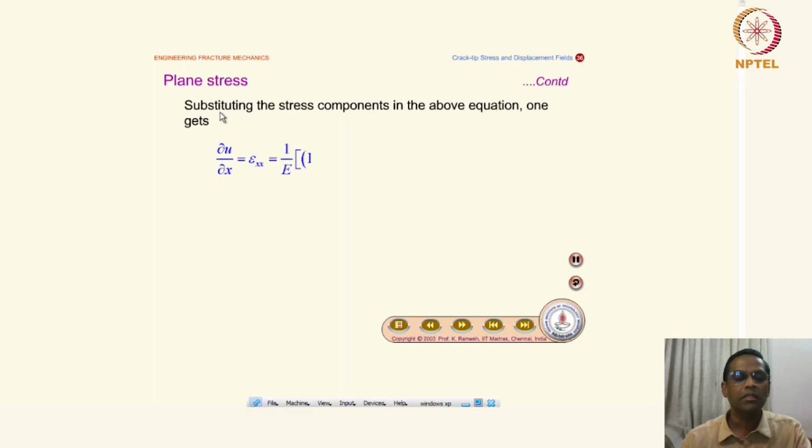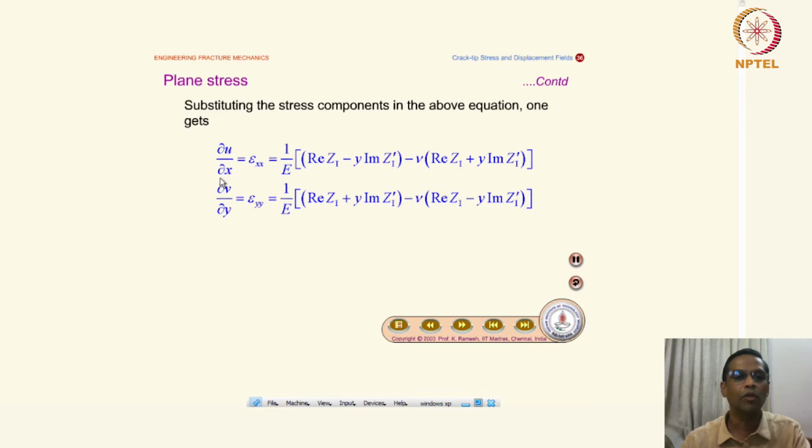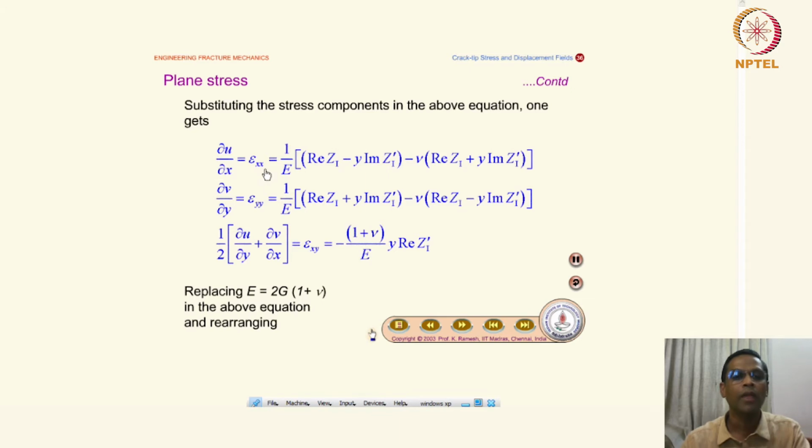For a plane stress, substituting the stress components in the above equation, one gets dou u by dou x is epsilon xx. This is from the strength of materials notation. So epsilon xx is given by dou u by dou x, and epsilon yy is dou v by dou y, and the shear strain epsilon xy is given by half into dou u by dou y plus dou v by dou x. Okay, so replacing this E in terms of G, you can get the above equations rearranged in this form.